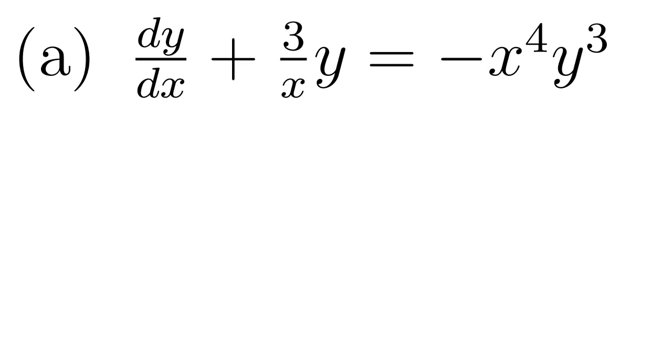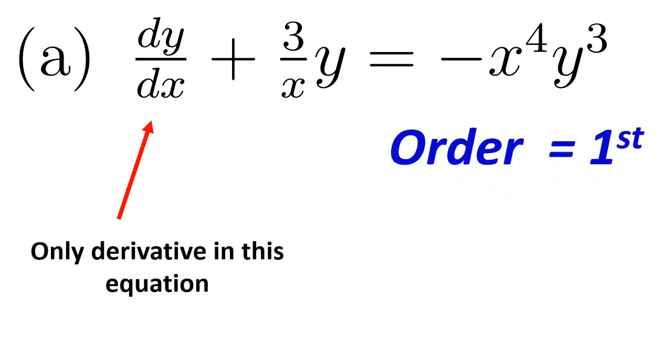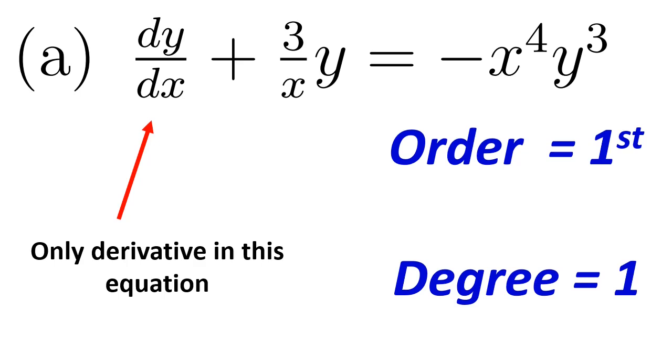Now let us look at A. dy/dx plus dy/dx times y equals negative x to the power 4 y cubed. We discover that this is the only derivative in this equation, and this derivative is a first derivative, and hence the order is first order and the degree is 1. So this is a first order differential equation and the degree of the differential equation is 1.